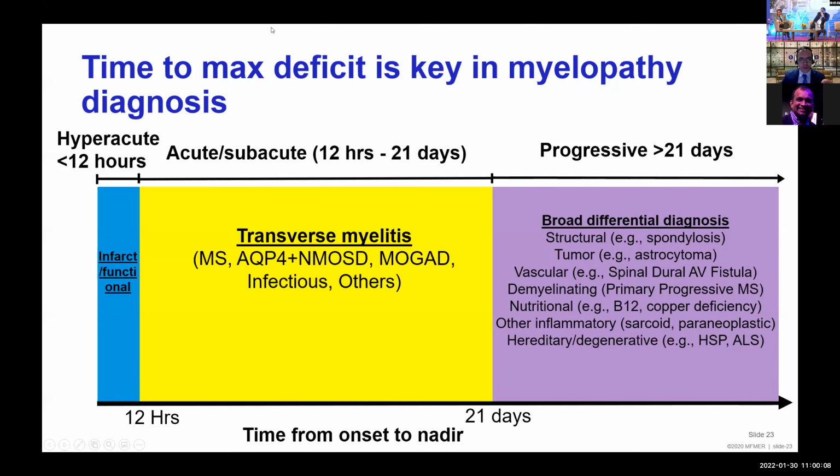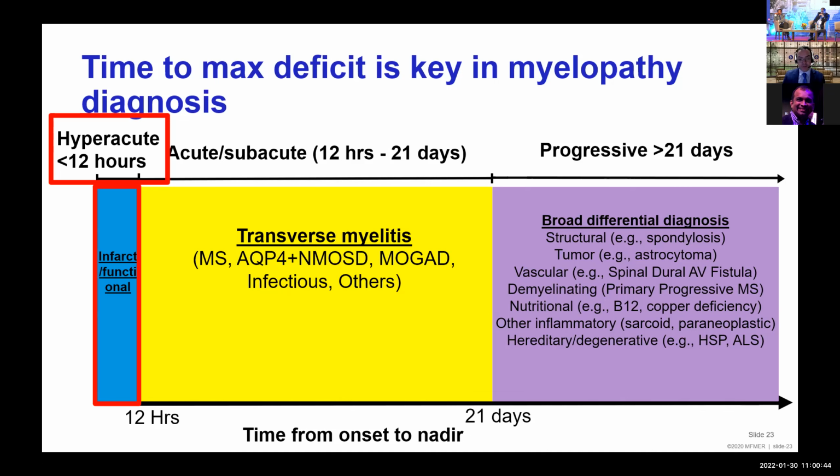So the first thing to mention is the time to maximal deficit. If you remember anything from this talk, I would say this is one of the key points to remember. And this is really key in myelopathy diagnosis. So if you have a patient with a very severe myelopathy that comes on over the course of a few hours, 4 to 6 hours, or less than 12 hours, you're really going to be thinking about a spinal cord infarct. Now, patients, if they have a functional neurologic or conversion disorder, they may present that quickly also. But a hyperacute onset, you really want to be thinking about a spinal cord infarct.